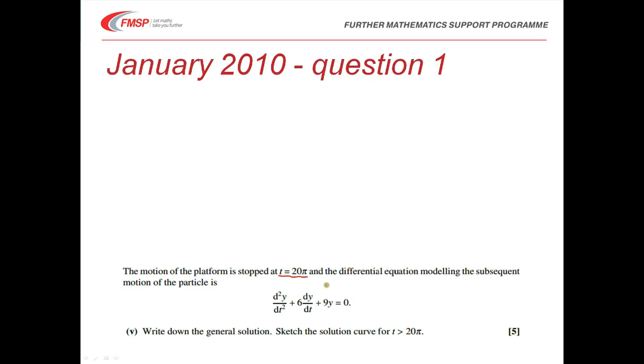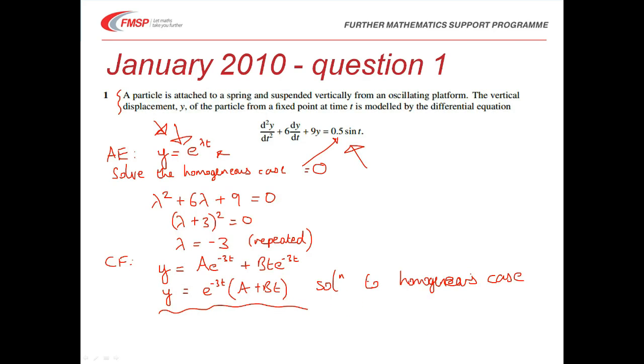And the differential equation modelling becomes this, and you'll notice this is exactly the same as it was before with a 0 right hand side, so this is now the homogeneous case. And we have solved this already. We did it right at the beginning of the question, and let's have a quick look at the solution. I think it's this page here. So you can see that we solved the homogeneous case.